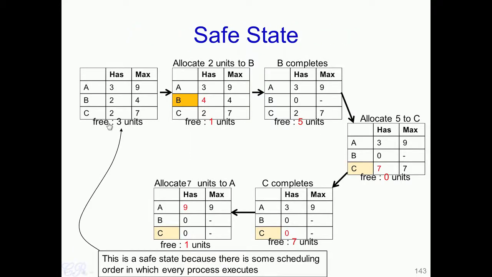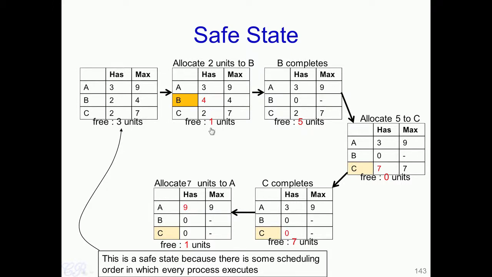The problem we are trying to solve here is whether these maximum allocations of 9, 4 and 7 can be made to A, B and C in such a way that the state is safe. Let us say we start with 2 units being allocated to B. We have 3 units in the free store. Out of these 3 units, 2 are allocated to B, therefore B now has 2 plus 2, that is 4 units, and the free store now has 3 minus 2, that is 1 unit free.